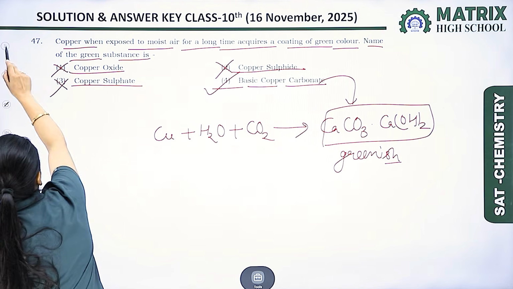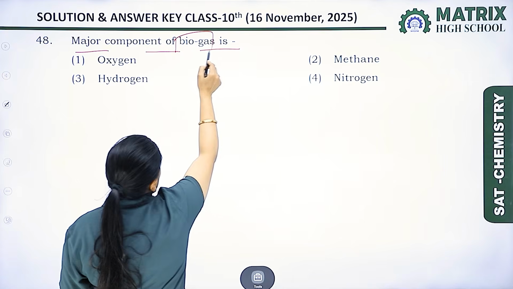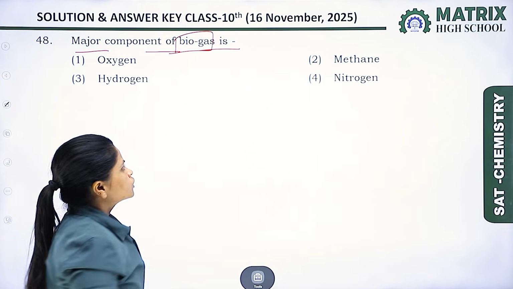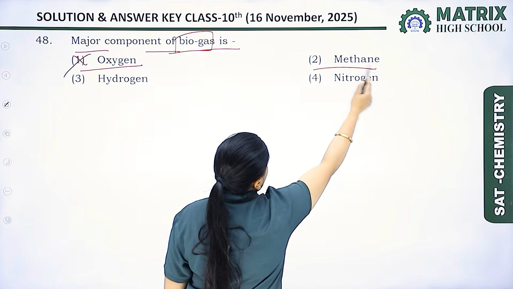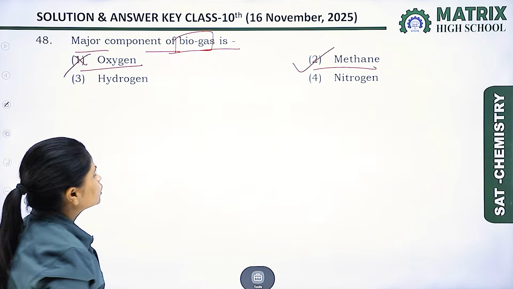Now the next question is, major component of biogas. As we know that the major component of biogas is methane. So first, oxygen, it is wrong, and second, methane, this option is correct. So the answer is option 2.